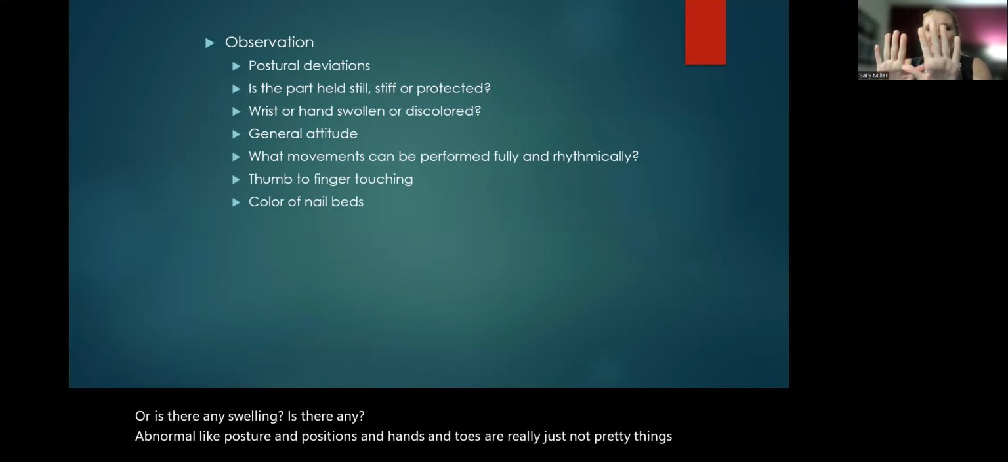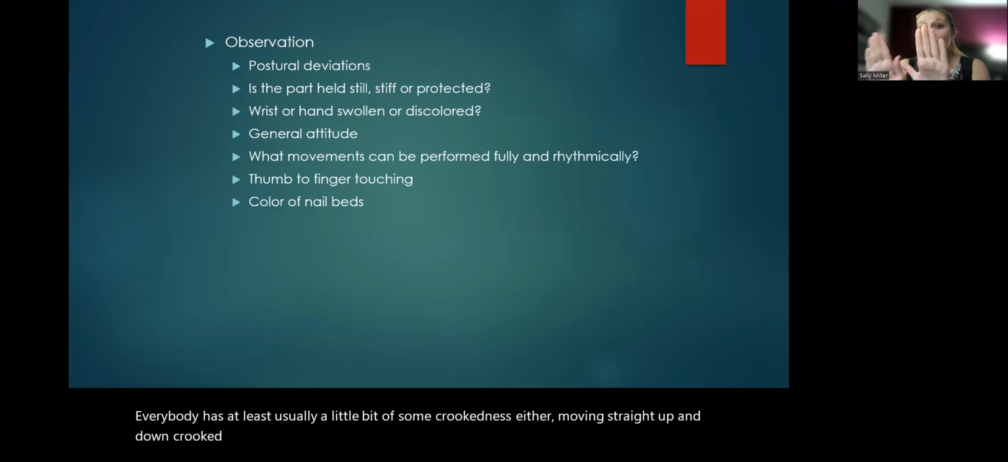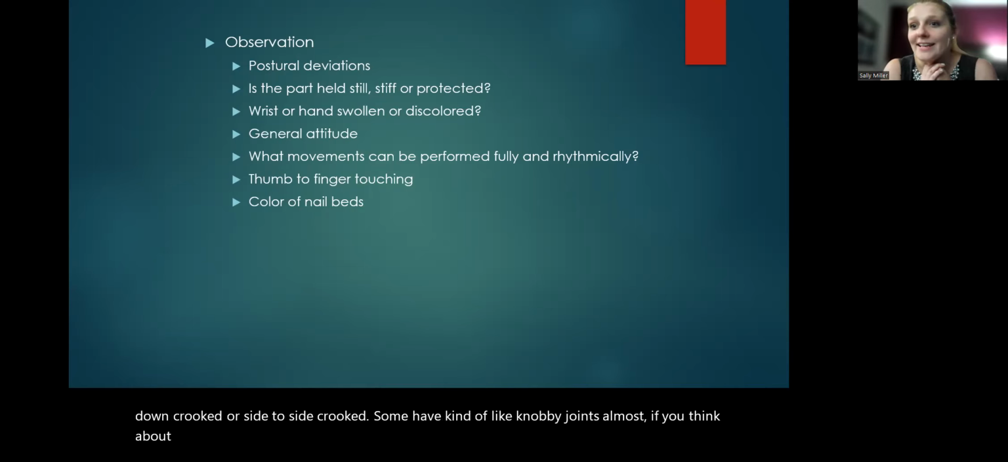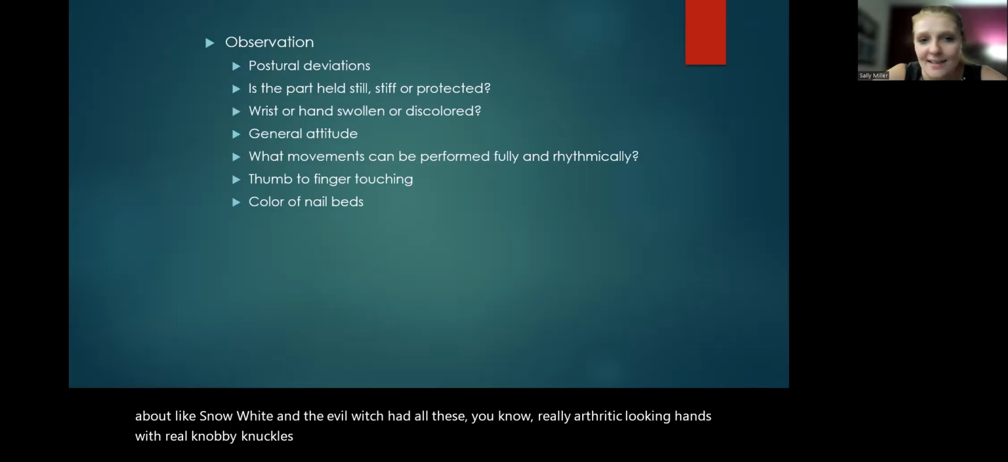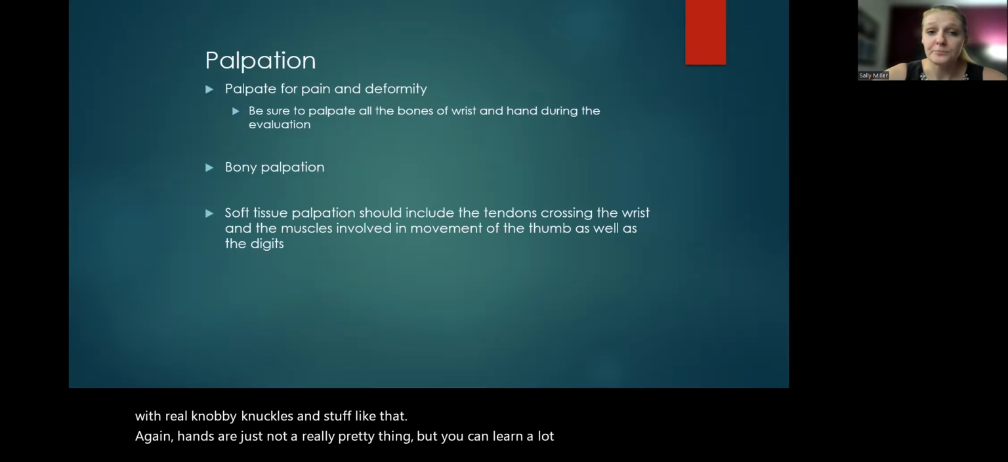Everybody has at least usually a little bit of some crookedness, either moving straight up and down crooked or side to side crooked. Some have kind of knobby joints almost. If you think about Snow White and the Evil Witch, she had really arthritic looking hands with real knobby knuckles and stuff like that. Again, hands are just not a really pretty thing, but you can learn a lot really easily.